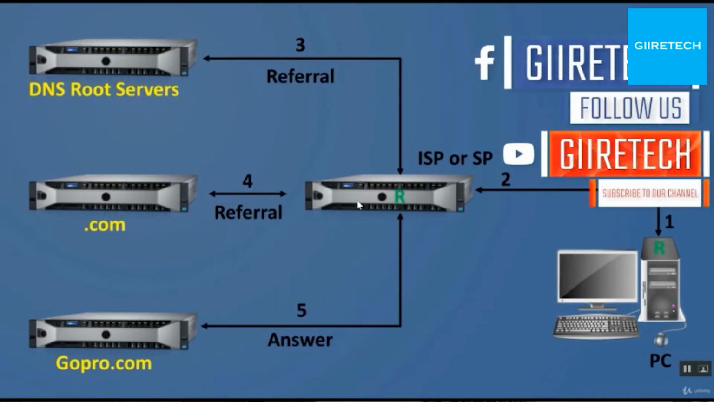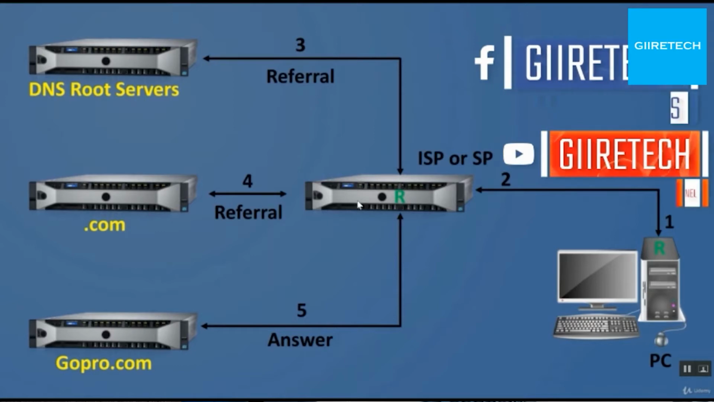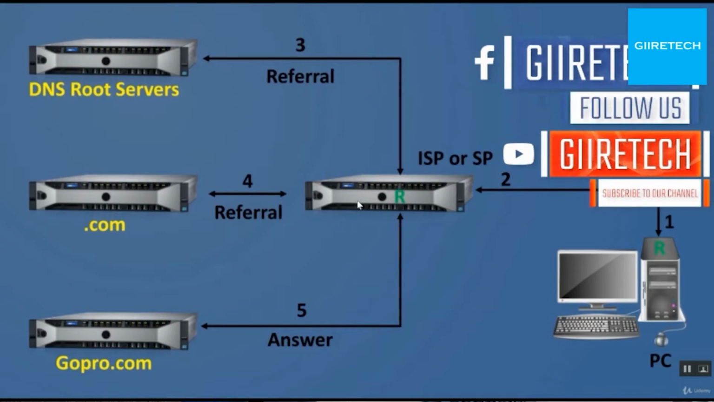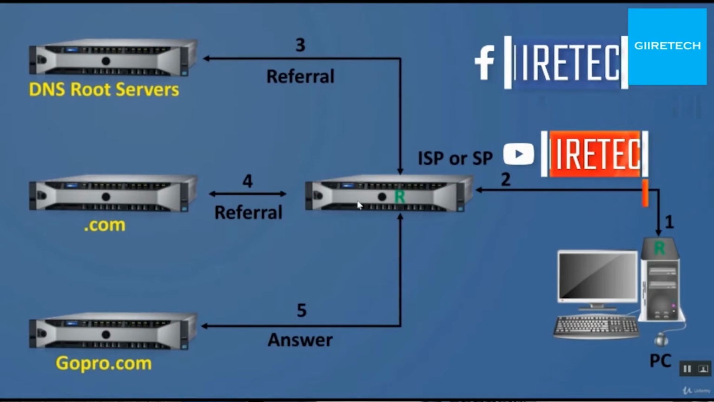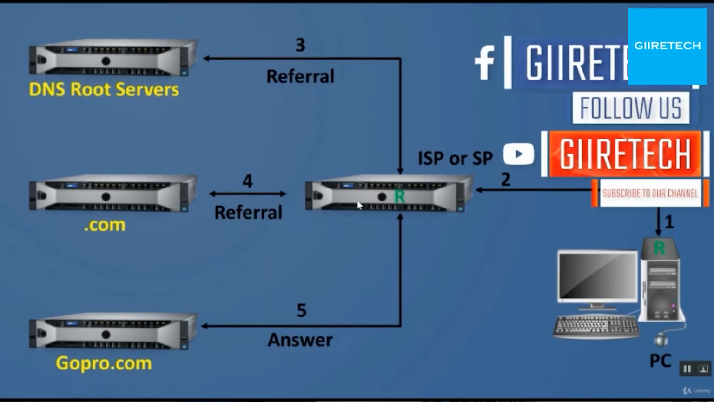The ISP's DNS resolver, marked with an R, sends an iterative query, number 3, to the root hints servers. Every DNS server has a root hints file. This file contains the host names and IP addresses of the root servers on the Internet. An iterative query is different from a recursive query.